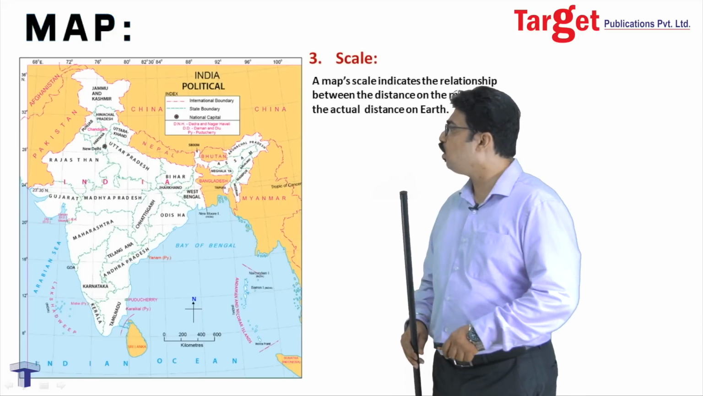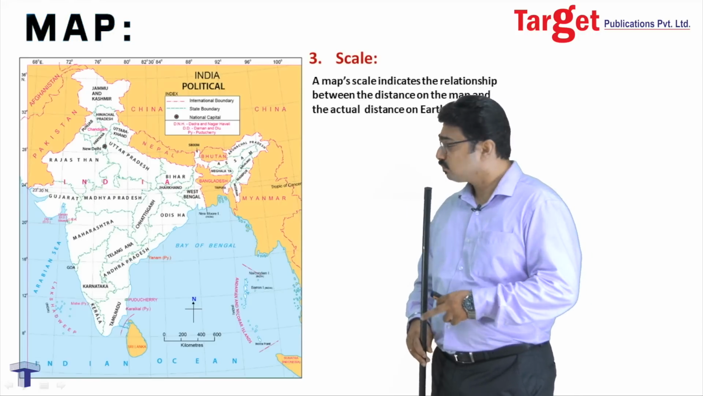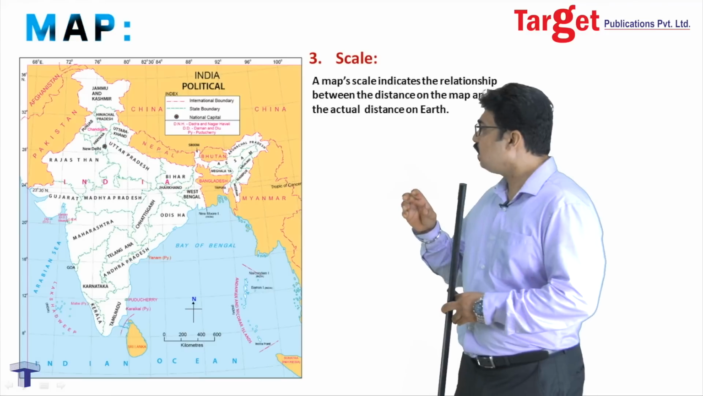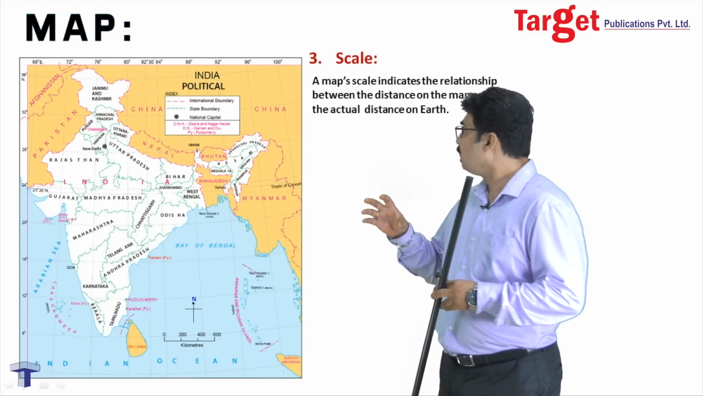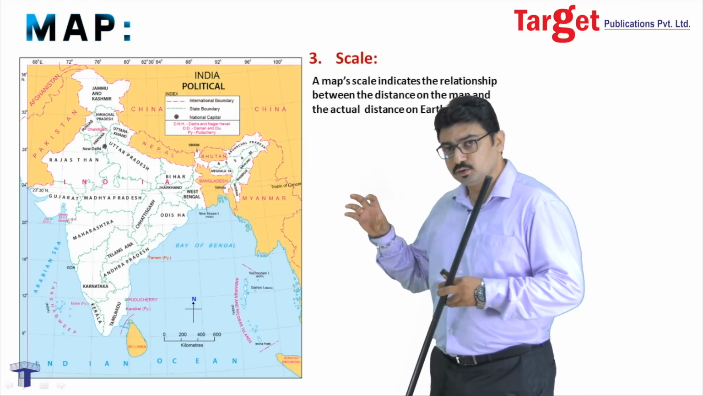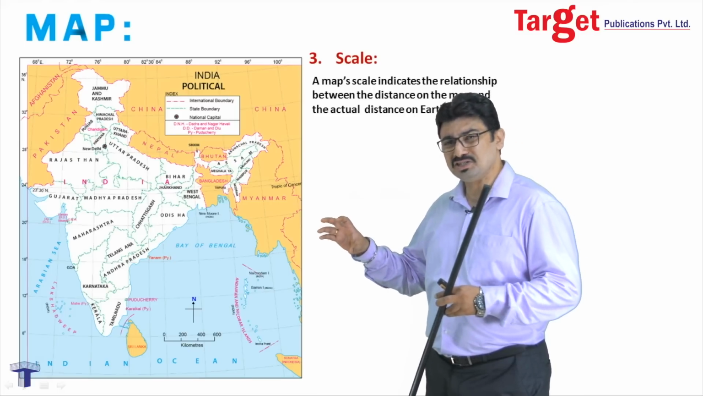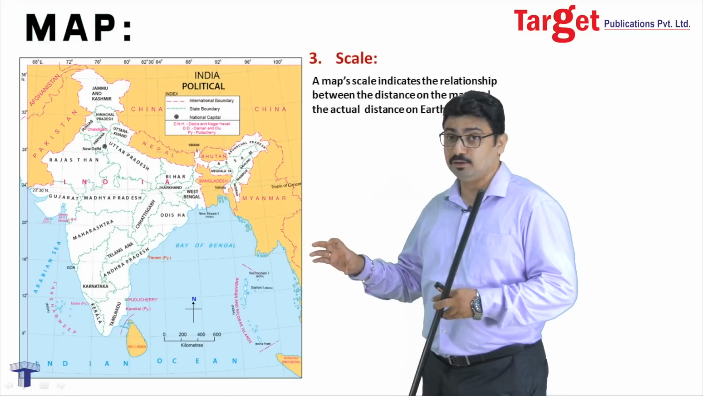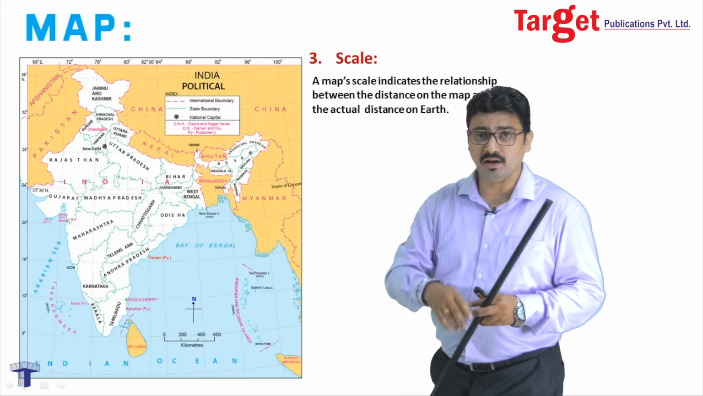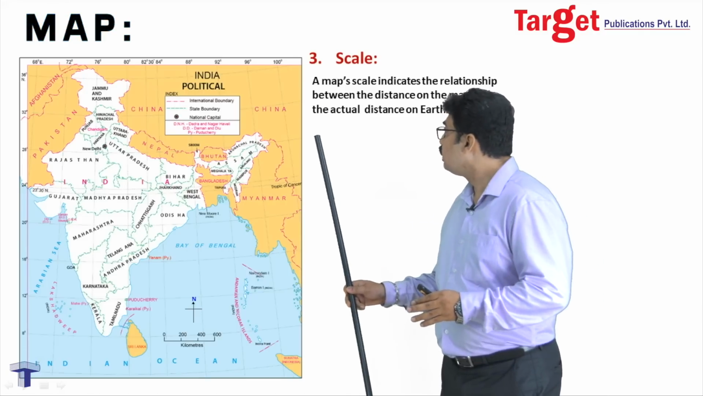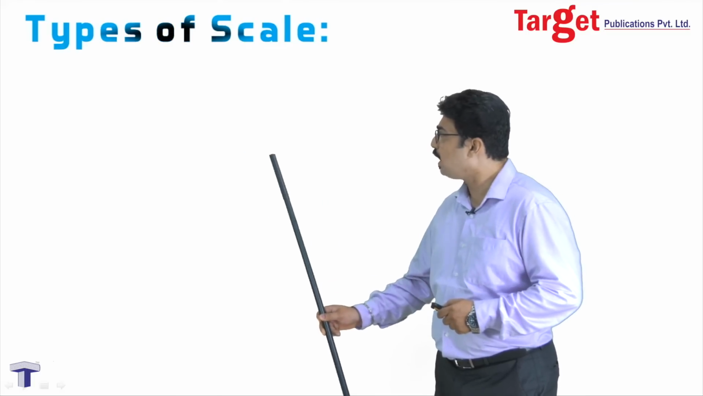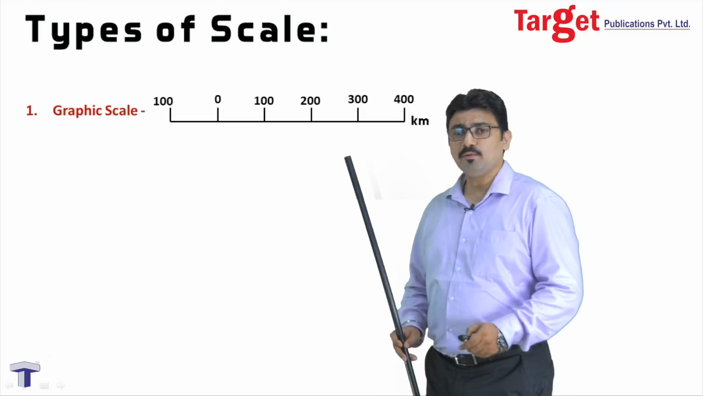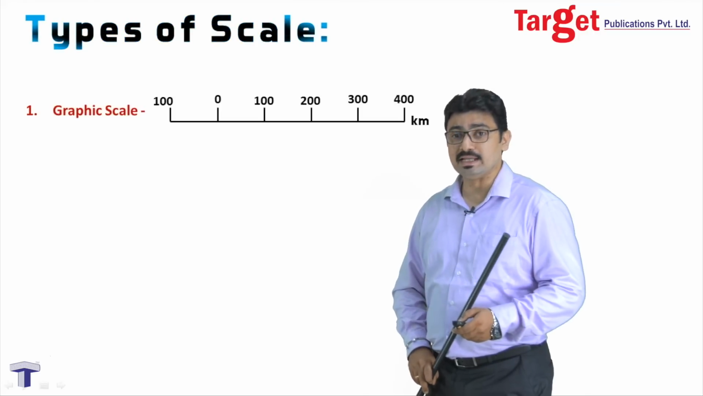Here we have an example of an India political map. Now, as I said, a map's scale is the relation between the distance of two places or two regions, or the distance of a region on a map as compared to the actual distance on the earth. So here we understand that scale also is an important aspect of a map. Now let us understand what are the different types of scales.